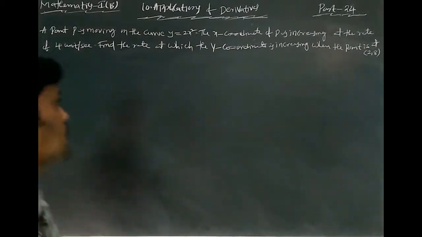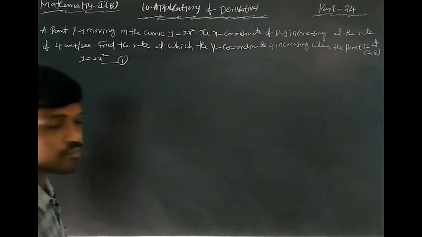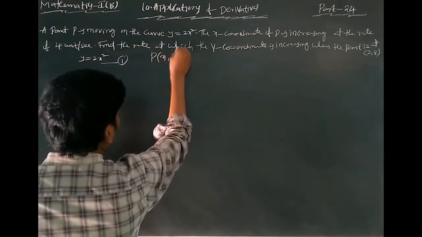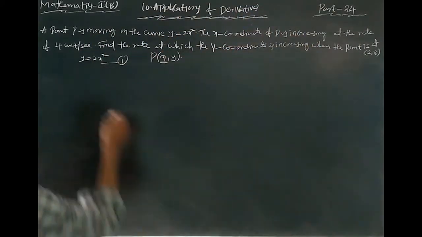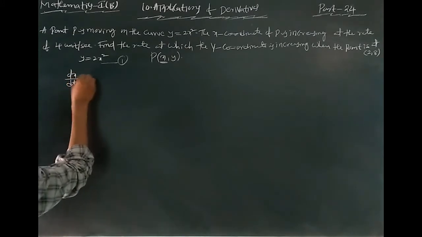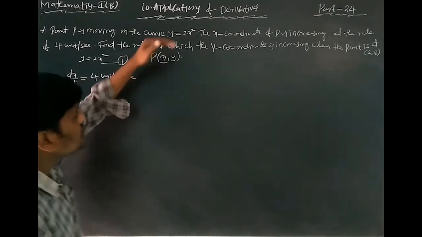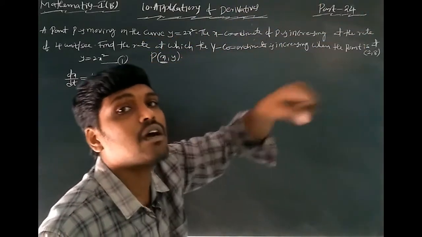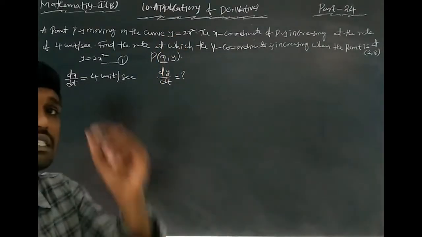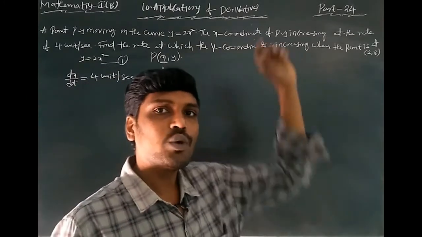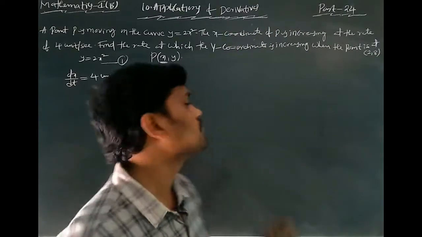Point is given. Suppose first we have to take y is equal to 2x square as the given curve. First of all we have to write: suppose P(x, y). In this P(x, y), the x coordinate increasing at the rate of dx by dt is given. dx by dt equal how much? 4 units per second given. Similarly, the y coordinate increasing at the rate, you can find dy by dt is equal to how much? This is the problem information. You can read the problem, perfectly understood. After that, separate each term.